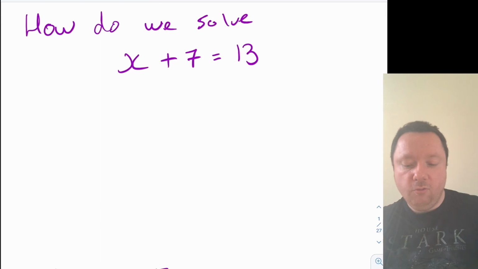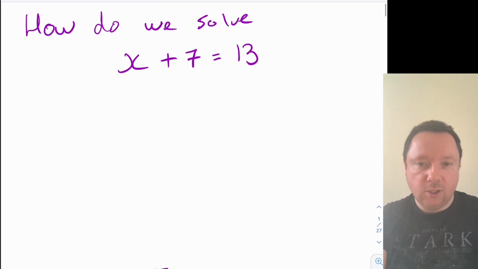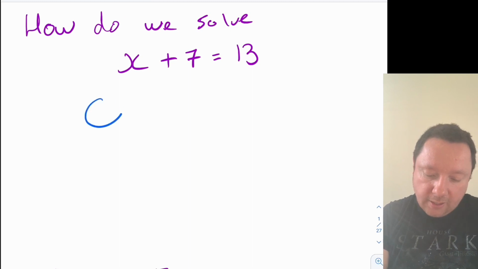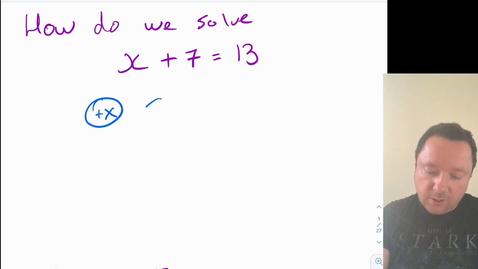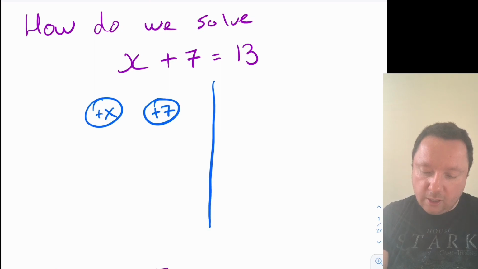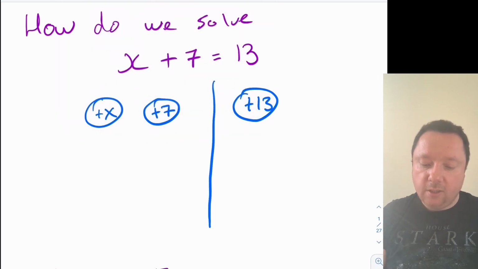How do we solve x add 7 equals 13? Well, if we think of it as little tiles like we just had before, you would have an x tile. And I'll probably put it plus x so we're clear that that's a positive. We've got a plus 7 tile on this side. And then on the other side, I'll draw a line, we've got plus 13.